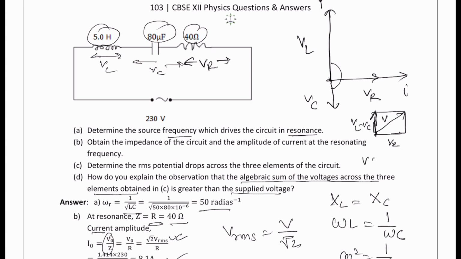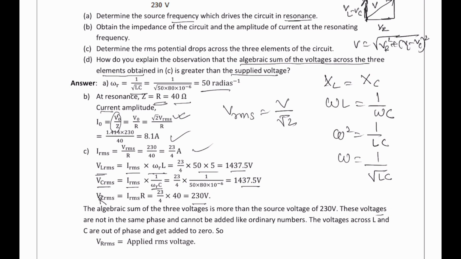So what is V? V is actually the square root of VR square plus (VL minus VC) square, correct? That is why the algebraic sum of all the individual component potential differences will not give rise to the total potential difference. That is clear. So Vrms is the applied RMS voltage.